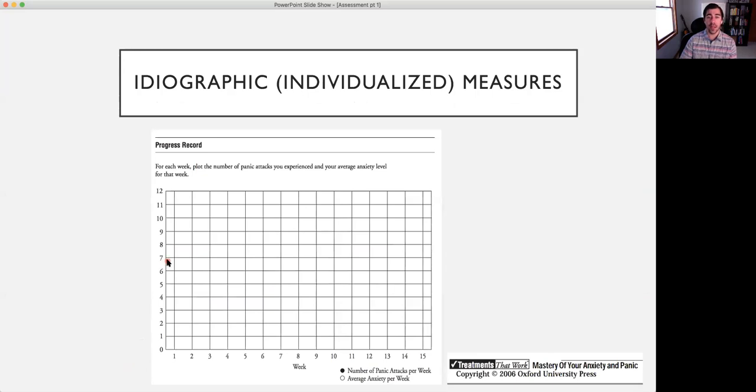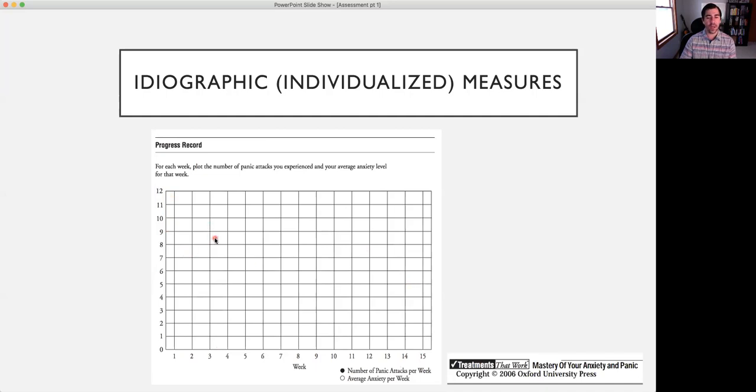Another example would be a progress record that we would have in the course of treatment. This is from the Mastering Your Anxiety and Panic workbook. Basically the client would be tracking the number of panic attacks per week across treatment. So maybe the treatment is going 15 sessions, maybe it's a little bit shorter, maybe a little bit longer, but they're tracking by putting a little mark for each week how many panic attacks, and they would have an open circle for their rating of average anxiety, and they might rate it on 0 to 12 or maybe 0 to 10 or whatever makes sense. And then we would draw a line through that to have a graph to see how that person is doing.